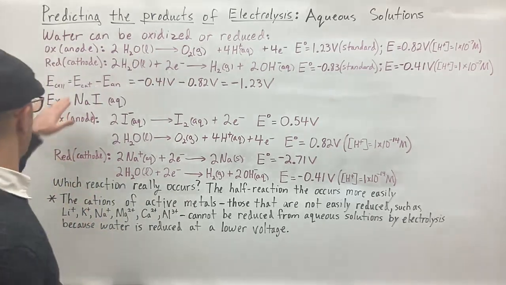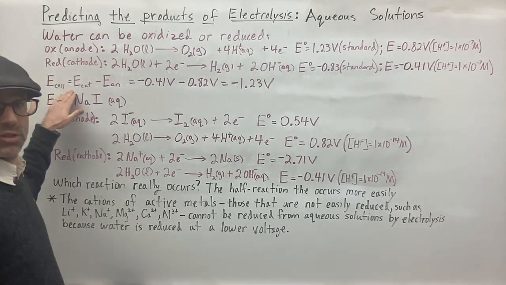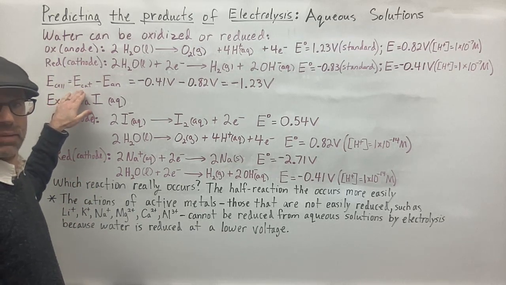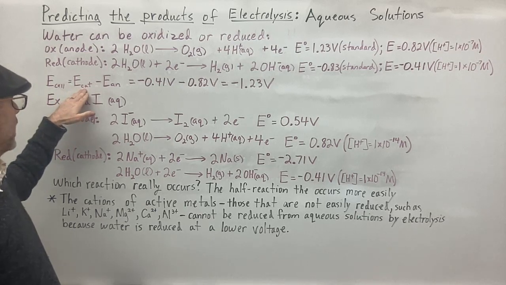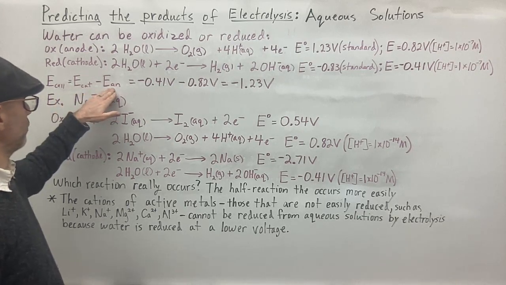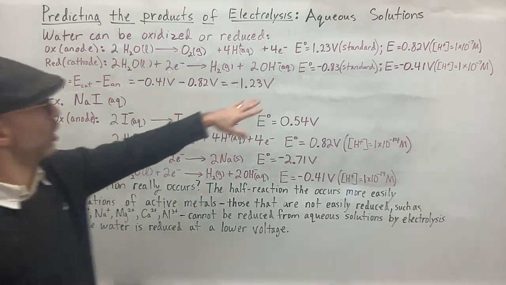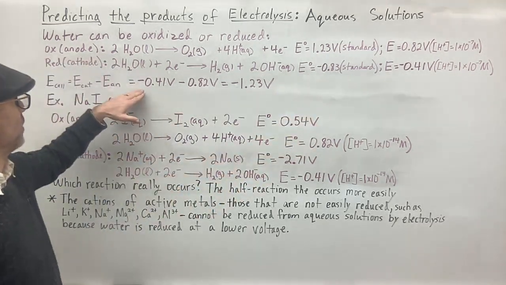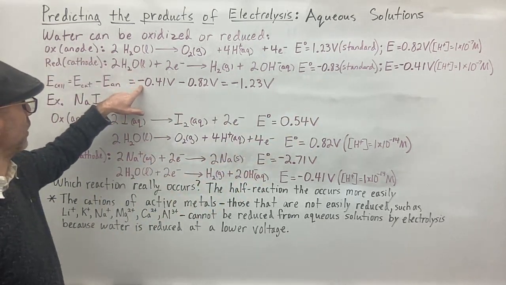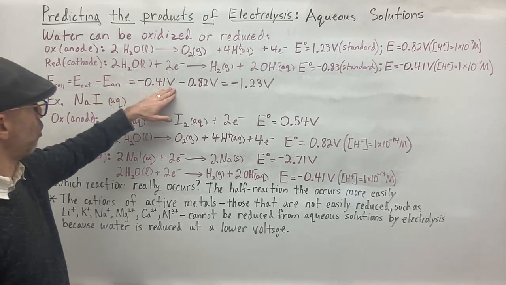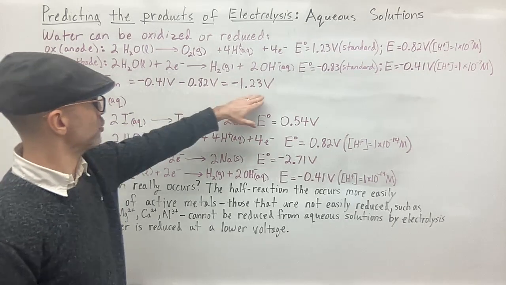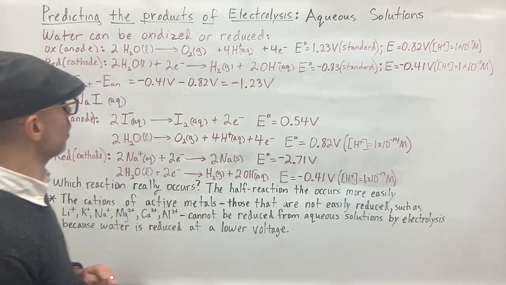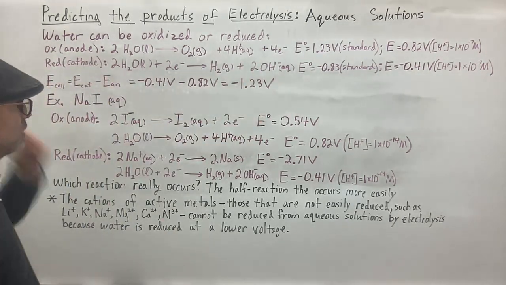And again, to find the potential of a cell, we take the electrode potential of the cation and subtract that from the anion. So if we were to take these, then we would get a negative 0.41 volts minus 0.82 volts, and we get a negative 1.23 volts for that process.